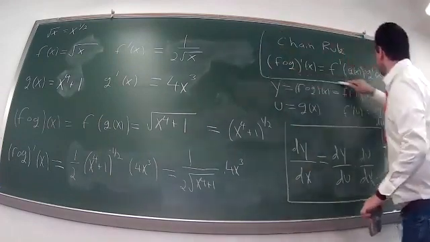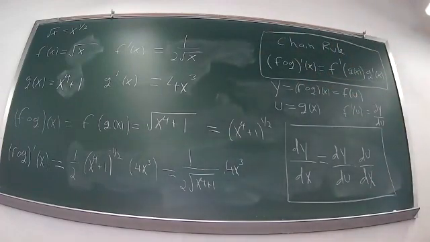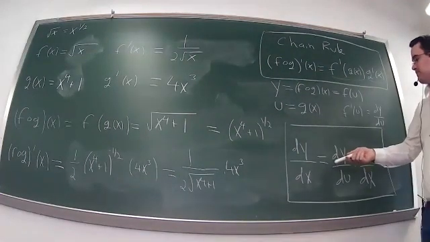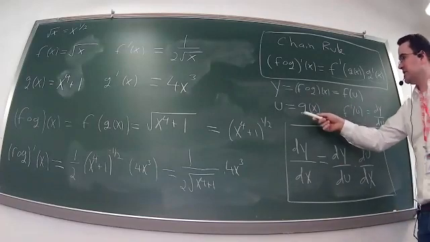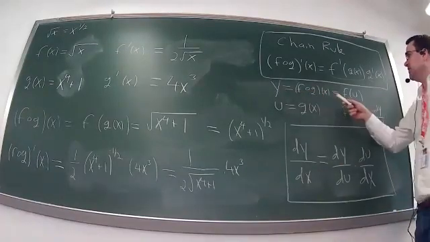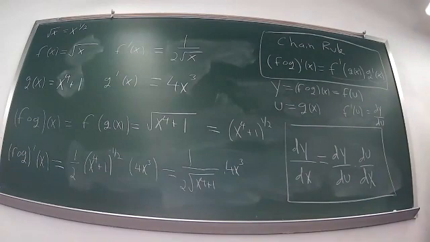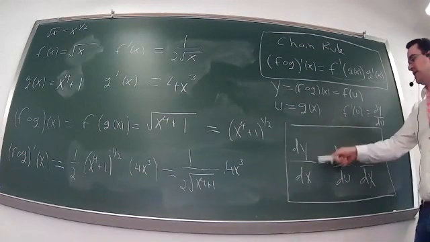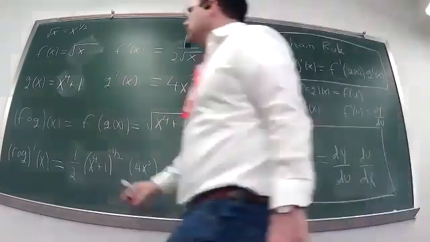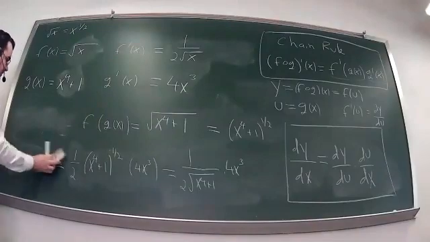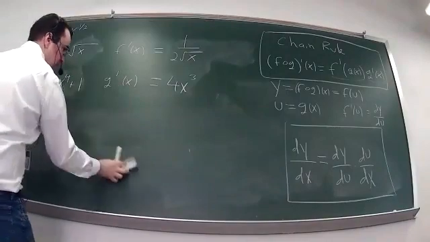They both mean exactly the same thing, but one of them is written with primes, and one of them is written with this notation where y equals f composed with g, g is equal to u, thinking of the inside function as its own variable. Then dy dx is going to be dy du times du dx. And I'll prove to you that this is always going to give you the same answer, or at least I'll show it with this example.